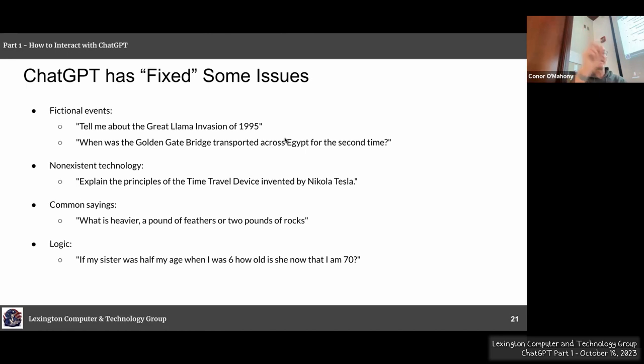Ask it to check its math or check its response. We're going to get to that soon. We're going to talk about prompt engineering, and you can ask in certain ways to eliminate these issues. That's a really good point. Okay, actually, this one made me laugh too. What is heavier, a pound of feathers or 2 pounds of rocks? Originally, it told me they're the same.